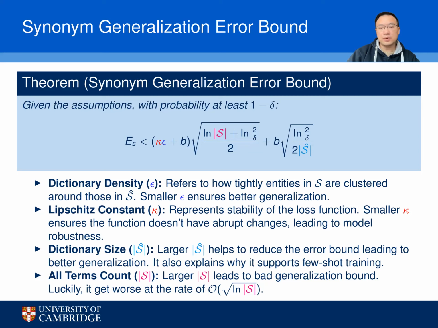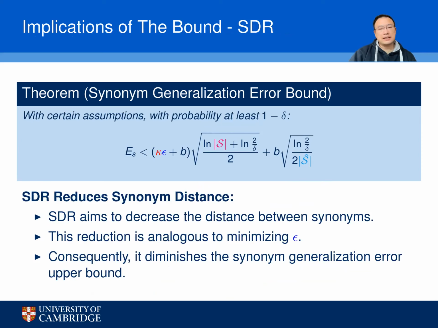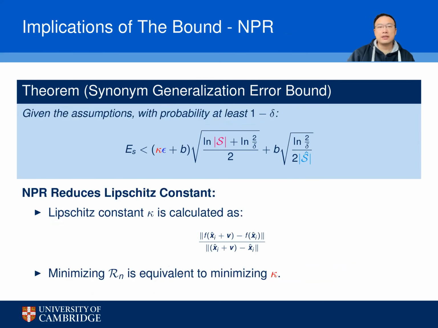So larger size of S will lead to bad generalization bound. Luckily, it only gets worse at the rate of O square root of log size of S. Now let's move on to the analysis of SDR. We can observe that SDR aims to decrease the distance between the synonyms, and this reduction is very similar to minimizing epsilon. Therefore, it can diminish the synonym generalization error upper bound, and therefore it can help to control ES. Next, we will analyze NPR.